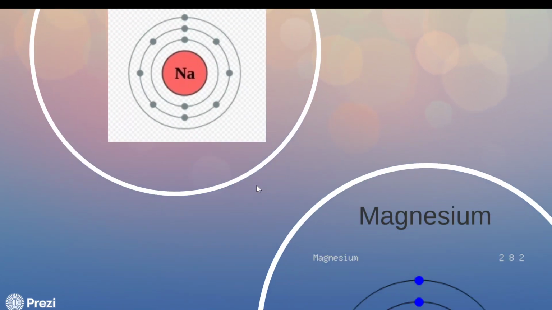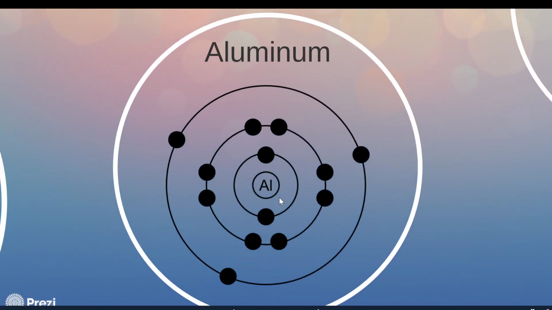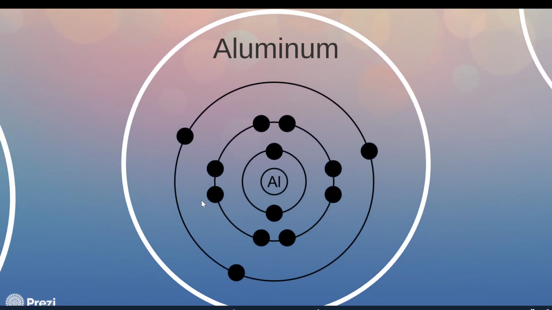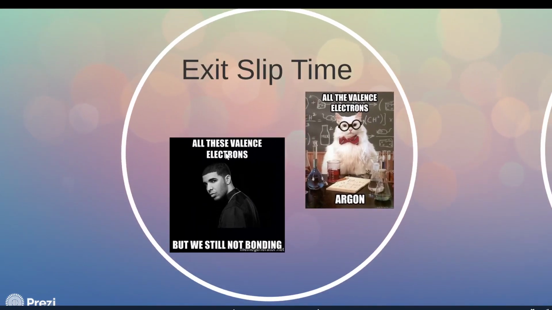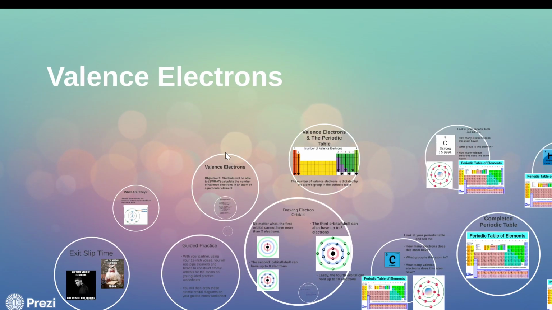Sodium we saw before. Magnesium, it has 2 valence electrons. Aluminum, 1, 2, 3. Okay. And that will end up closing us out: 4 valence electrons. You should be able to now begin work on the worksheet for this section and have a fairly easy time.